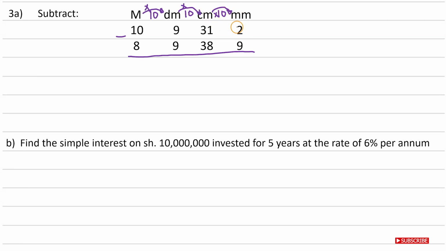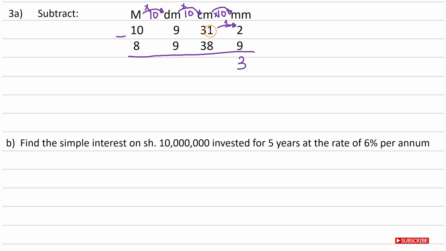So we're multiplying every time we go to the right. Now to subtract, we start from the right. So 2 millimeters take away 9 millimeters. That's not possible. So we're going to borrow 1 from here. If we borrow 1 centimeter, that's going to be 10 millimeters. So now you have 12 millimeters. 12 millimeters take away 9 is going to give you 3.